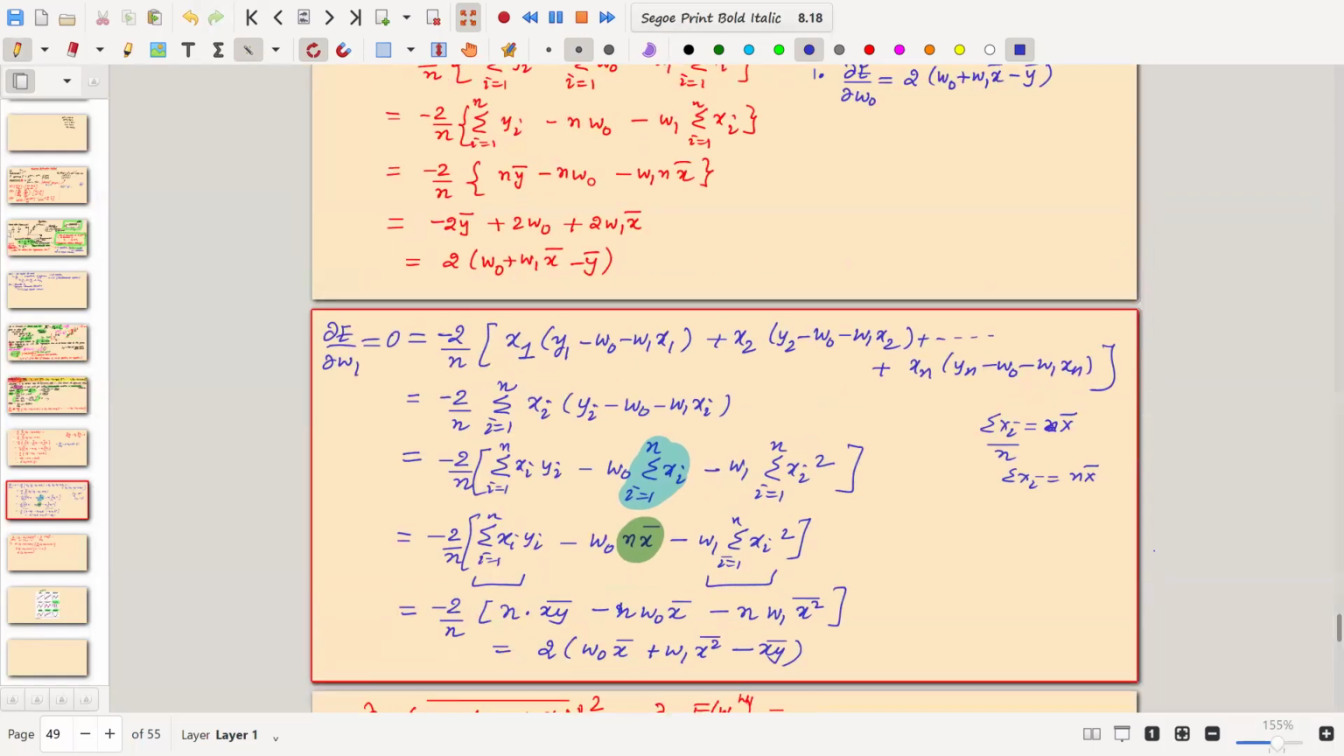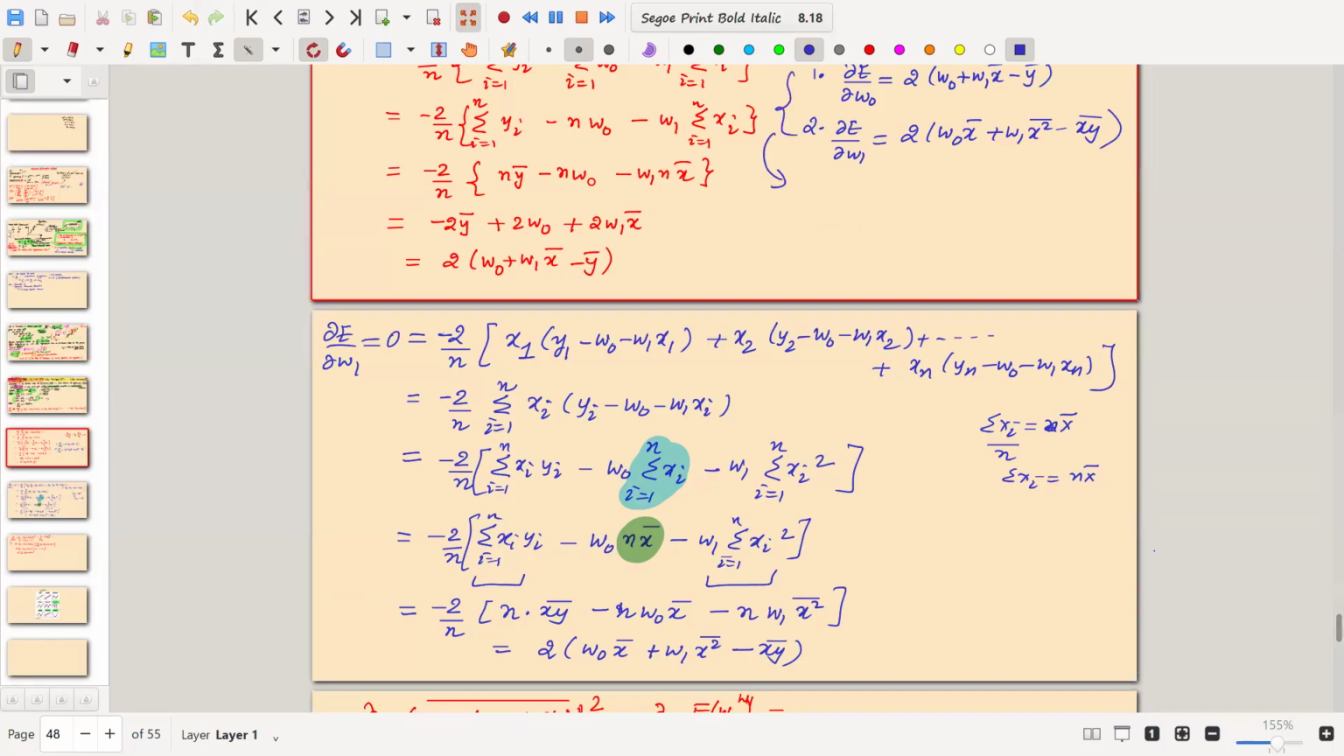Let us go back and write dou E by dou W1, which is nothing but 2 times W naught x bar plus W1 x squared bar minus xy whole bar. These are the two terms we have got, and we will set both of them to 0. It is a simultaneous set of equations. Can you tell me the expressions for W0 and W1 by solving these?